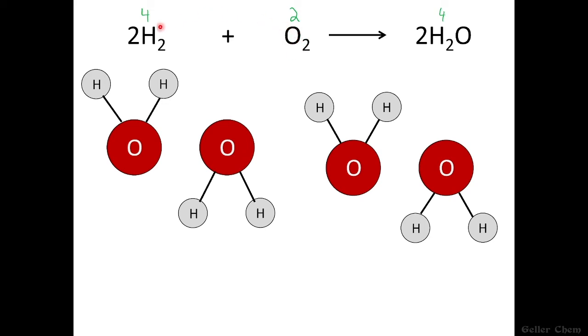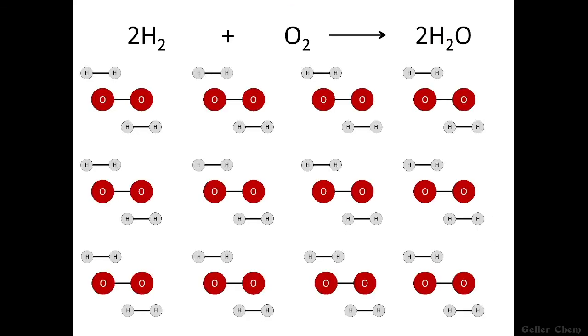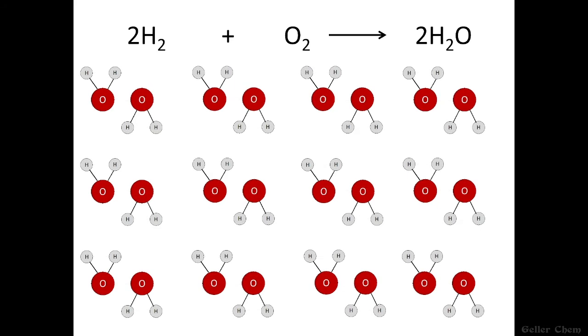So long as I have twice as many H2s, they can combine together and form twice as many H2Os at the end. So let's say I scale up a little bit, and I have a dozen O2 molecules and 2 dozen H2 molecules. Feel free to pause and count for yourself. Well, we could get them to all react and yield 2 dozen H2O molecules.